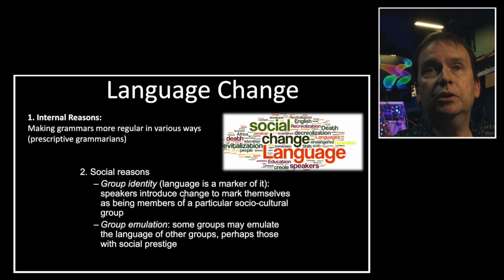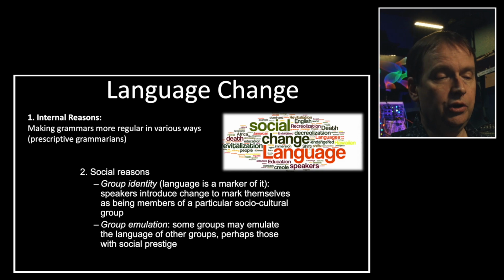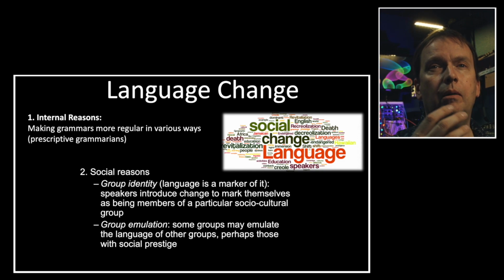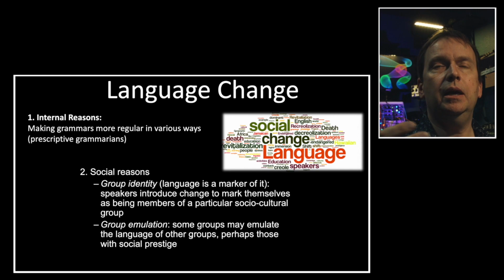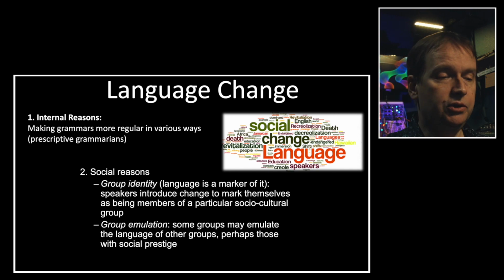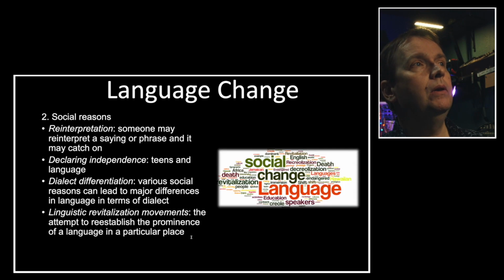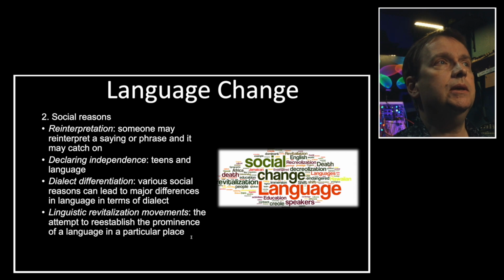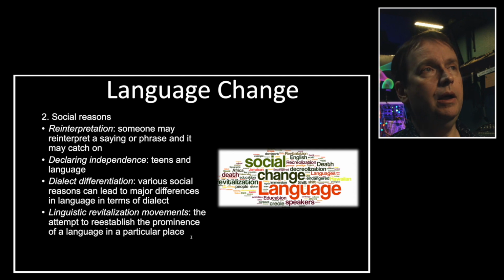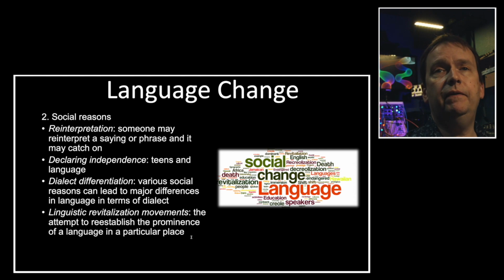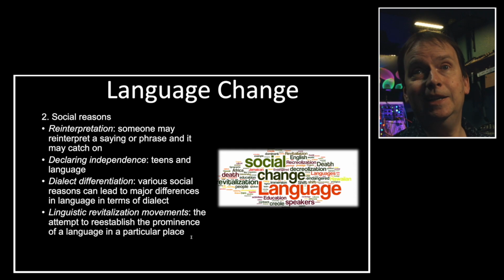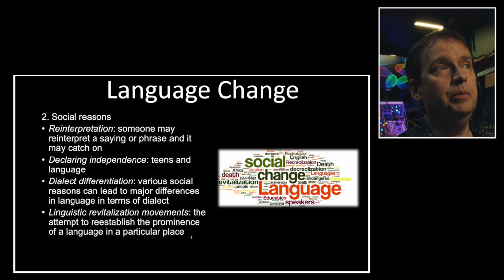If a group has a particular type of prestige, you might start using phrases or words or a mode of speaking or affect that maybe mimics that other group because you aspire to be more like them. We can also see social reasons such as reinterpretation. Someone reinterprets a phrase, it catches on, the way they say things. Declaring independence, sometimes teens have very specific words, almost like dialects that they use, including on social media. That's an example of language change.